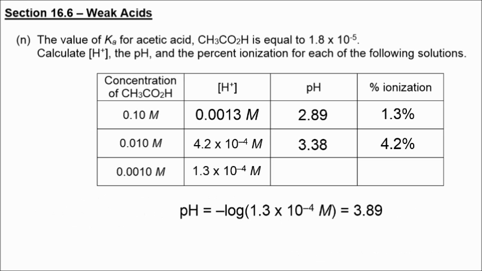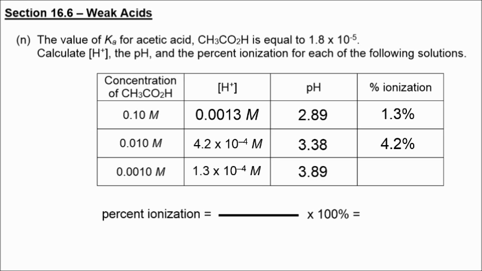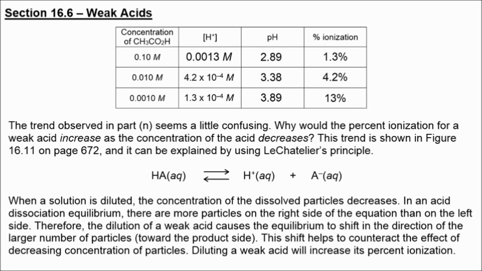Here we have a slightly higher pH. And then we do the percent ionization calculation. It actually works out to be around 13%. So why is adding water to an acid actually increasing the percent ionization? Well, it is explained by using Le Chatelier's principle.